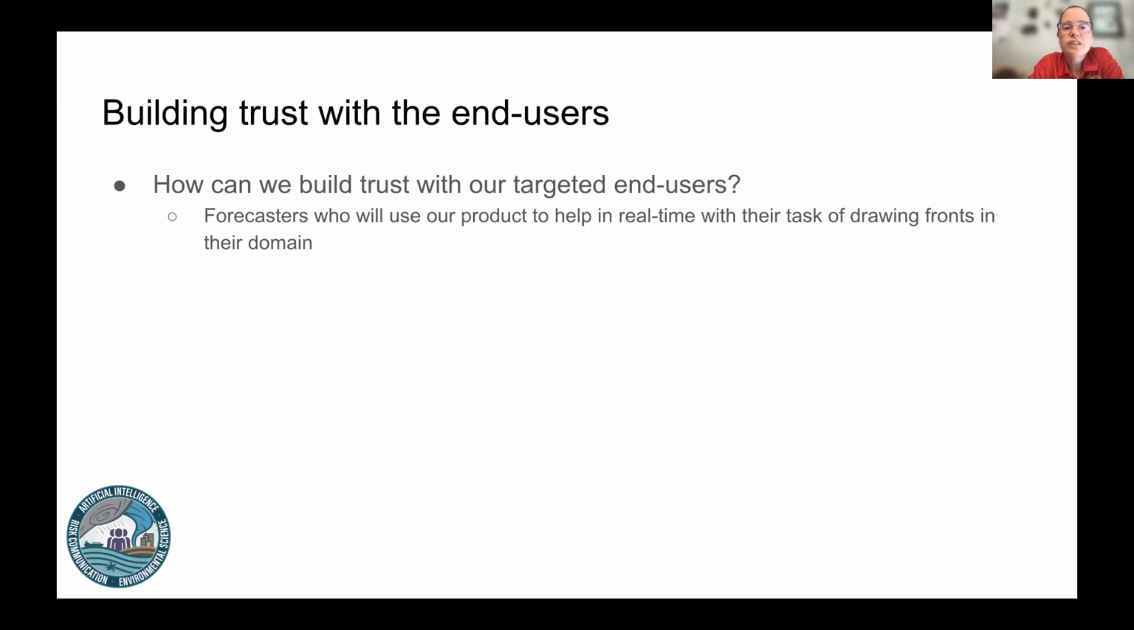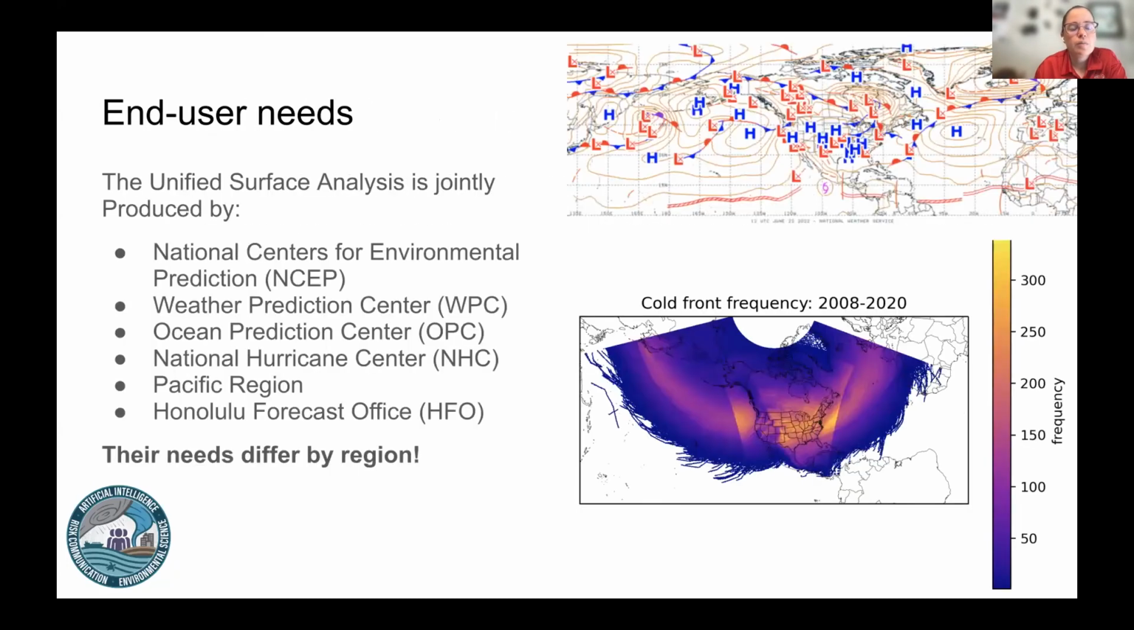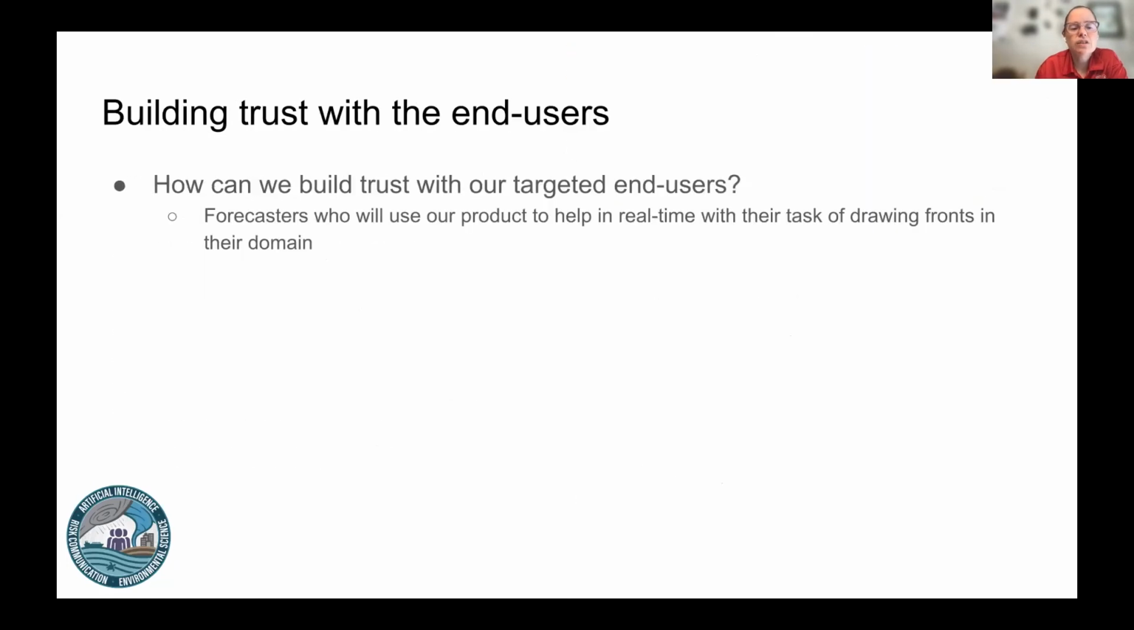So the question we wanted to address with this was, how can we build trust with our targeted end users? Our targeted end users are forecasters who will use our product to help in real time with their task of drawing fronts in their domain. And the end user needs, I thought there was supposed to be a poll in there and it's not showing up. Anyway, this is what happens when sometimes there's multiples of us editing things.